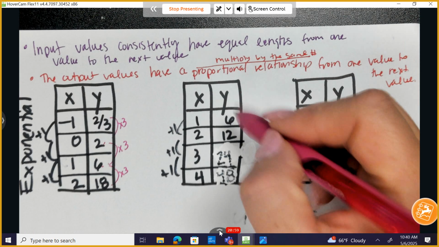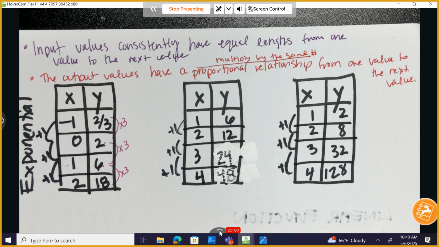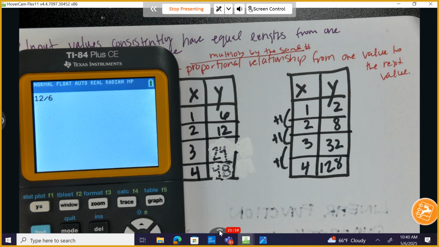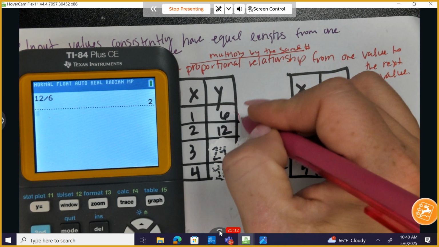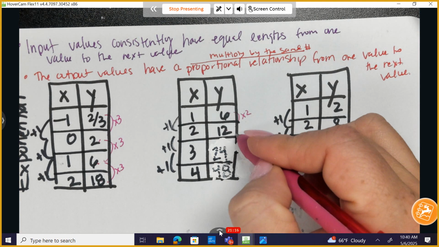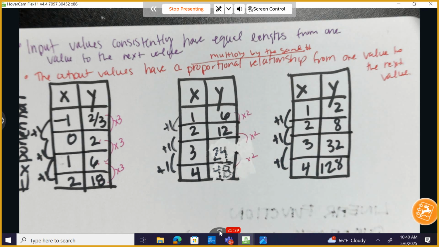Let's do the next one. How do I go from 6 to 12? Times 2. But if you didn't know that, bring your phone up here, Casey. Put your phone up here. If you didn't know that, you take the second value and divide it by the first. We're going to go times 2. How do I go from 12 to 24? Times 2. 24 to 48, times 2.